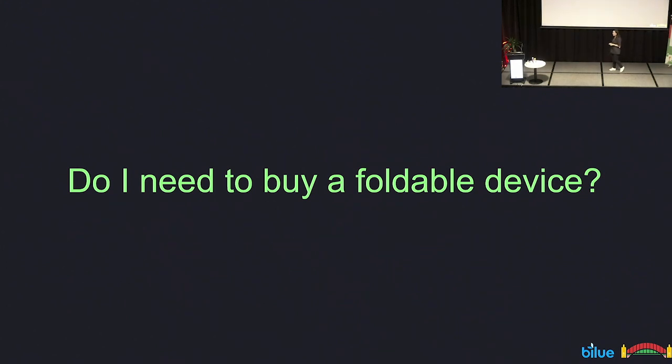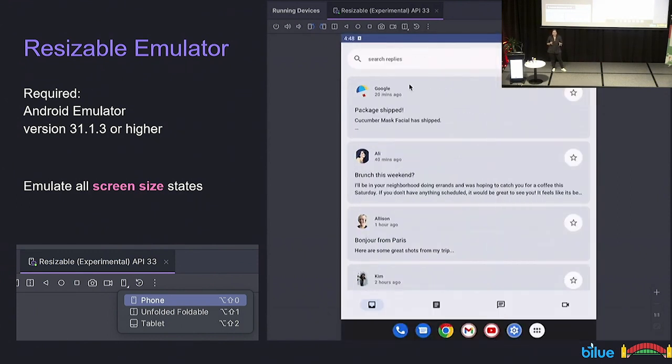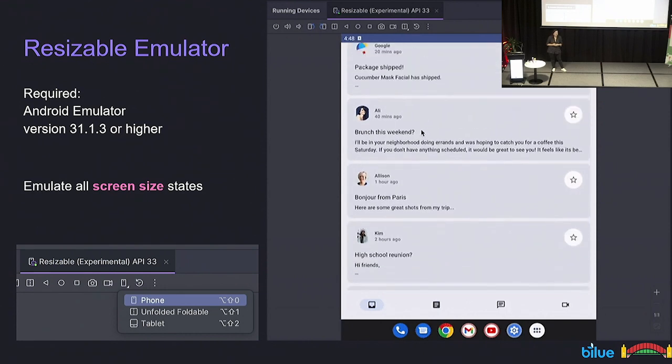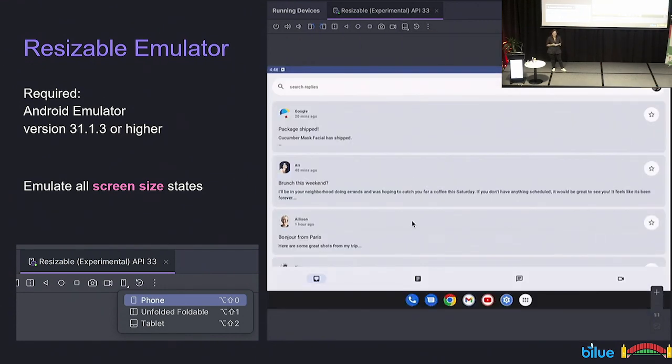So do you need to go and buy a foldable device? As I mentioned, I don't have one. No, you don't. You can use the Resizable Emulator. This is recently introduced into Android Studio. I think it's in either the beta or canary versions. But it's an emulator that you can control the folding and unfolding states.